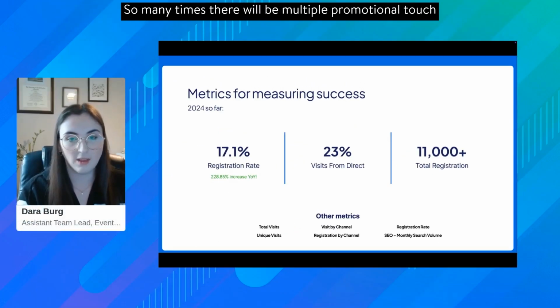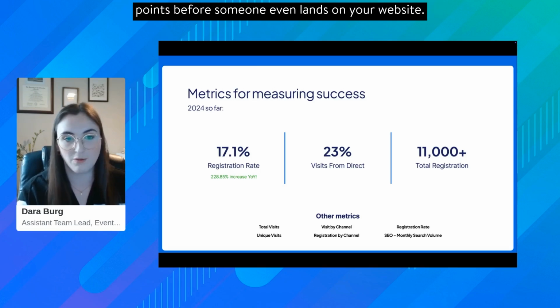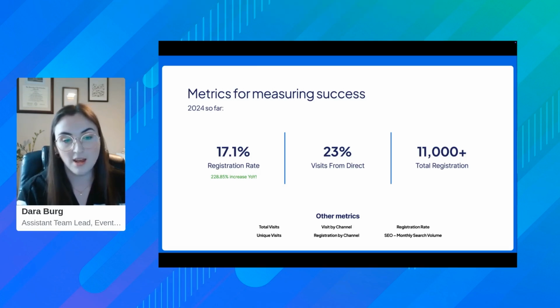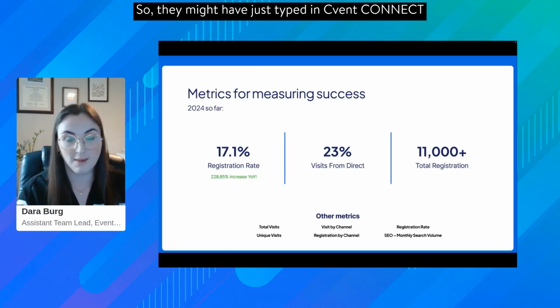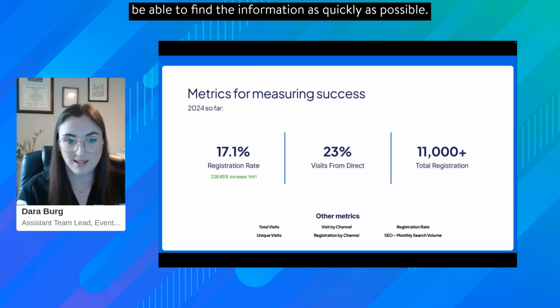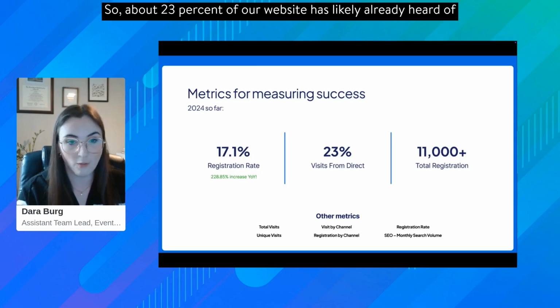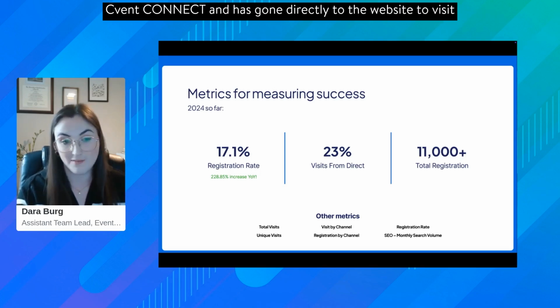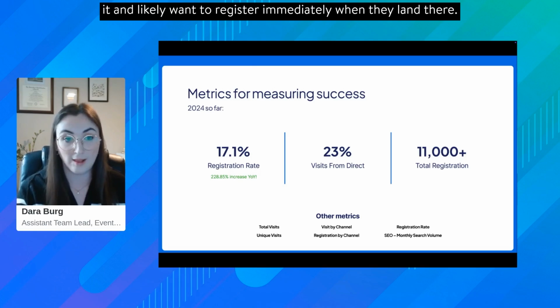So many times there will be multiple promotional touch points before someone even lands on your website. They might have just typed in Cvent Connect and gone straight to your website, and they need to be able to find the information as quickly as possible. So about 23% of our website visitors have likely already heard of Cvent Connect and gone directly to the website to visit it, and likely want to register immediately when they land there.